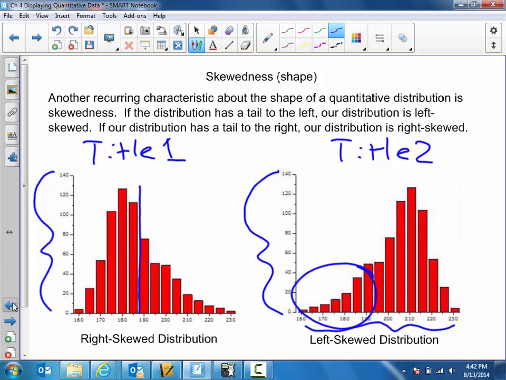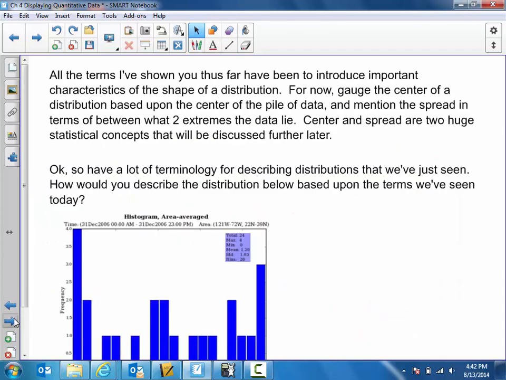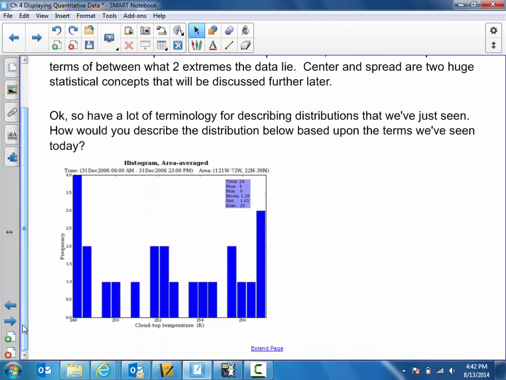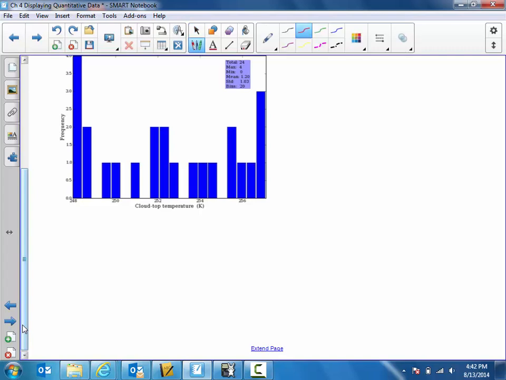Okay, so I would say for this first distribution, let's see, that's separated by 5s, so it looks like about 197.5 is your center for this first histogram, and for the second, it looks like it might be approximately here at 204 for your center, thereabouts. Okay, so just for now, just look at the center in terms of where can you cut the distribution in half.